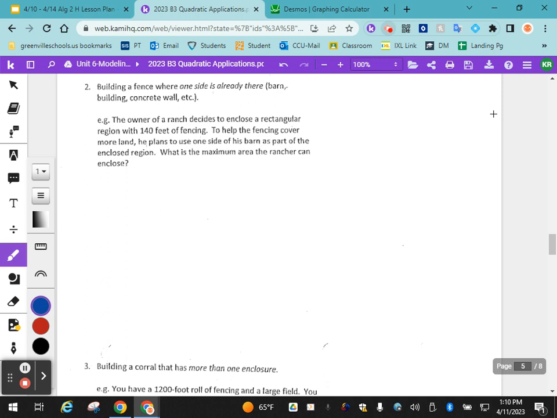So now the owner is making a rectangle region out of 140 feet of fencing. He wants to cover the most land, so he's going to use the barn so that he doesn't have to fence in the whole sides. So here is my lovely barn.